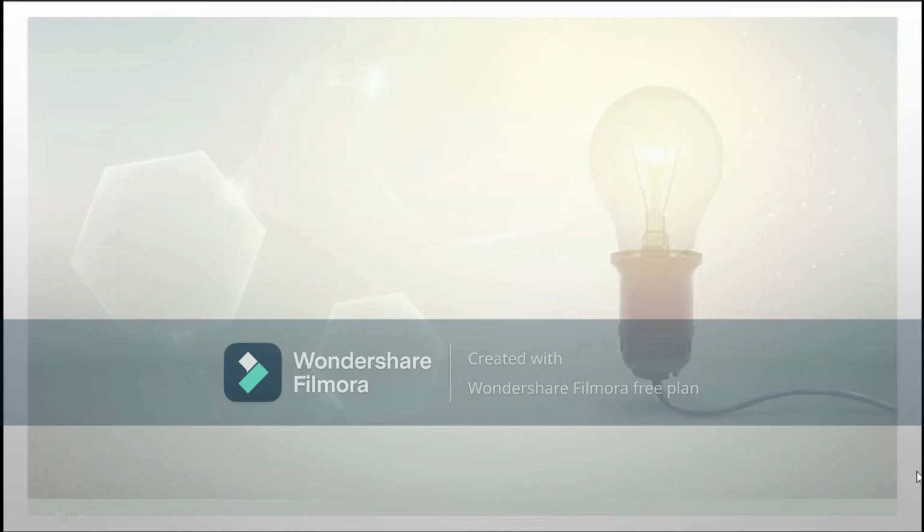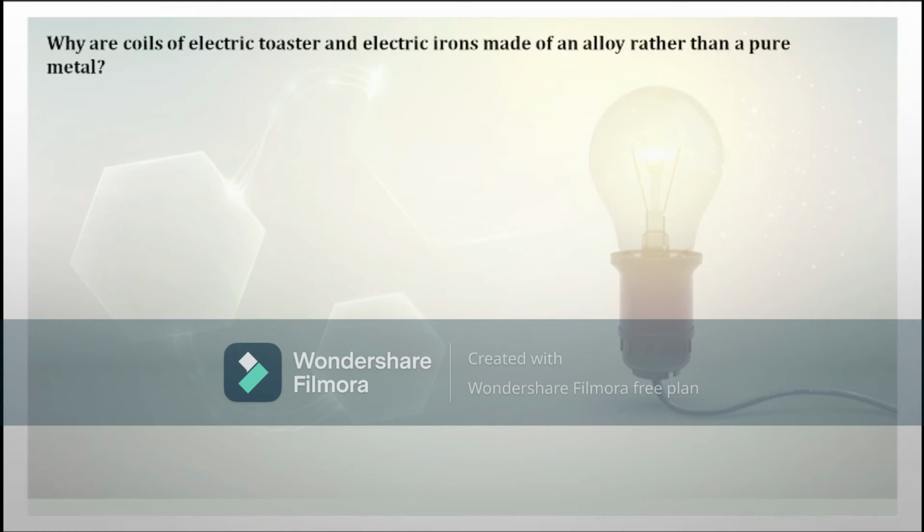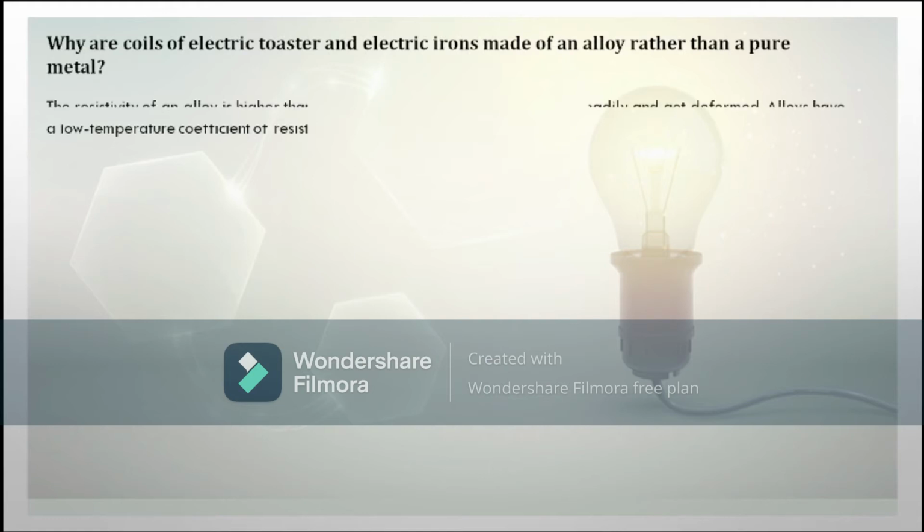Then moving on to the next point. The question arises in our mind, why are the coils of electric toaster and electric iron made up of alloy rather than pure metal? These types of questions will also be asked in the examination. Toasters and electric irons are all made of alloy. Why do we not use pure metal like copper or zinc itself?